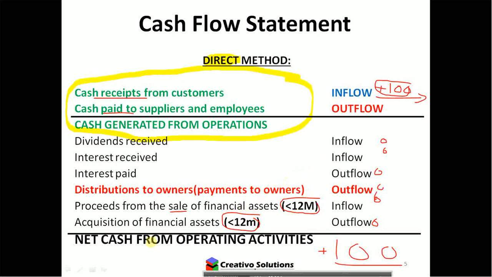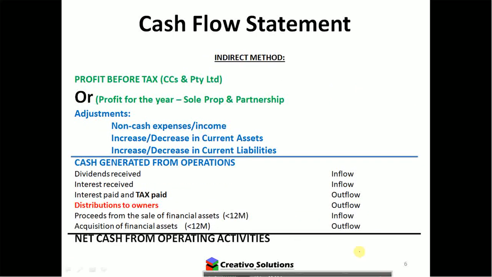Yeah. Okay, so what is the net cash flow from operating activities? Plus 100. Yeah. Does it make sense? Yeah, it does. Okay. Now we need to contrast that with this. So how is the indirect method different to the direct? They deal with non-cash items as well. I start from where? Bottom, and I go up.